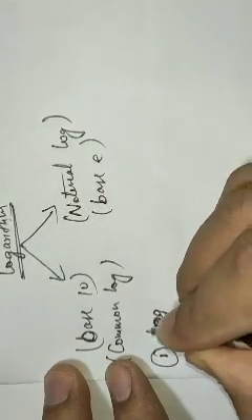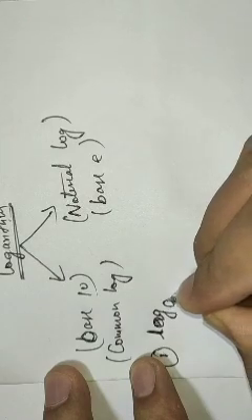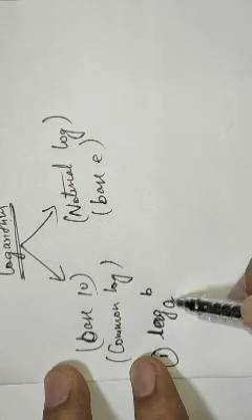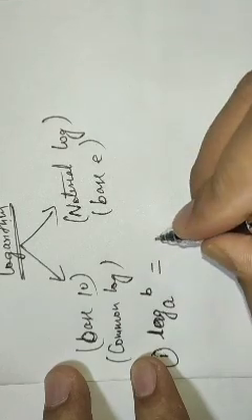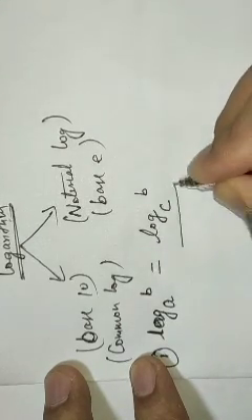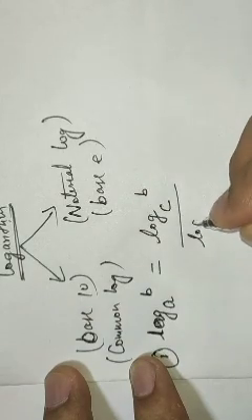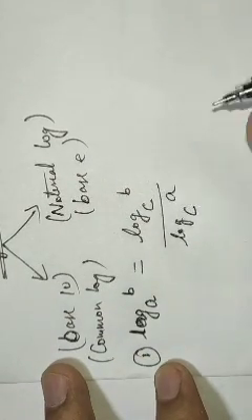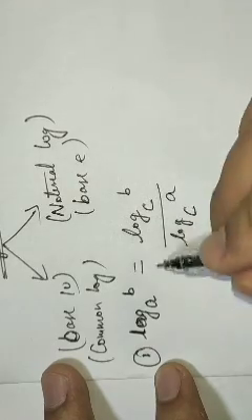log A base B. This is the generalized formula. We can write this by taking another base C: log C base B upon log C base A. C is the base of your desire, whatever you want to put here.